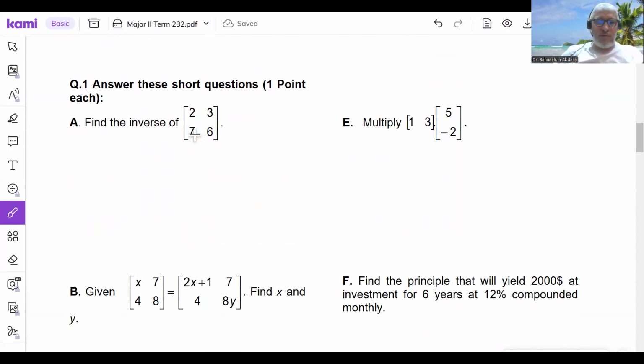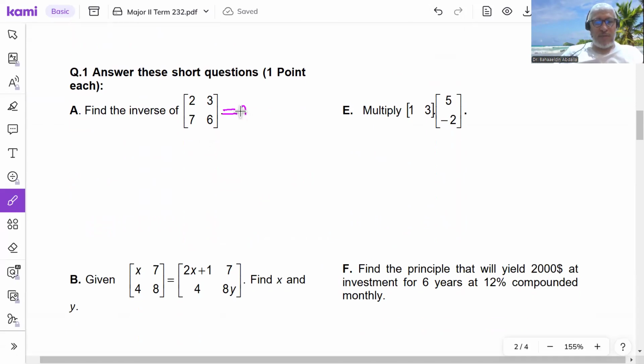Well, this is a 2 by 2 matrix, and we know the inverse would be, if we call this matrix A, then A inverse would be 1 over the determinant of this matrix, and the determinant is 2 times 6, which is 12, minus 3 times 7, which is 21. So 1 over the determinant. And then you come to this matrix, 2, 6 on the main diagonal, you change their positions, you interchange them. So 6 would be here and 2 would be here.